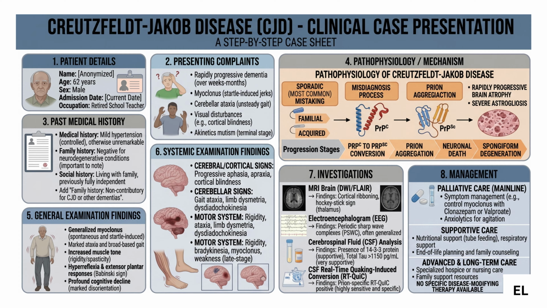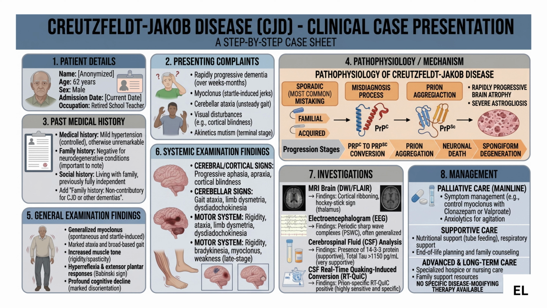The progression of CJD typically follows several stages. First, normal prion proteins undergo conversion into abnormal forms. Next, abnormal proteins accumulate and aggregate within neurons. This leads to progressive neuronal damage and eventually widespread spongiform degeneration of the brain.